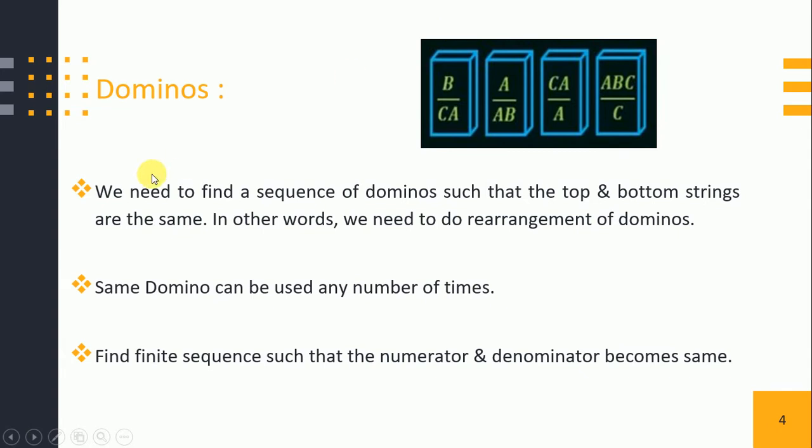What you have to do is find a sequence of dominoes such that the top and the bottom strings are the same. In other words, we need to rearrange the dominoes so that you get the same sequence in the numerator and the same sequence in the denominator. You can use any domino any number of times. There is no restriction on the domino usage. So find a finite sequence such that the numerator and denominator become the same. Let's proceed with this example.